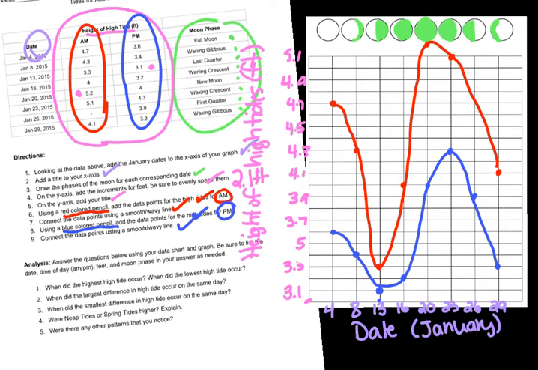We can see on the graph that the highest high tide occurred on January 20th. I'll do this for you. So here's the highest high tide that occurred on January 20th. And it was 5.2 feet. Also, it was in the morning.